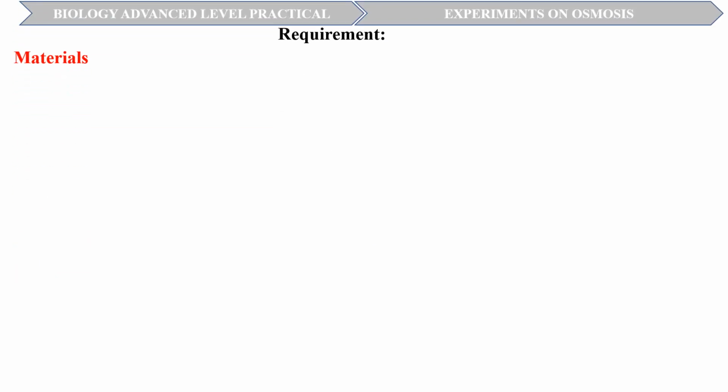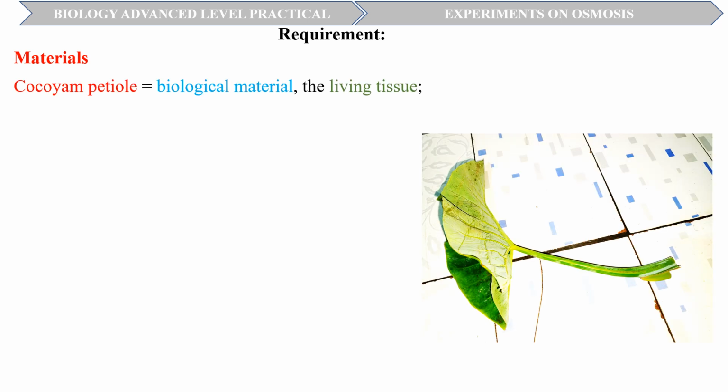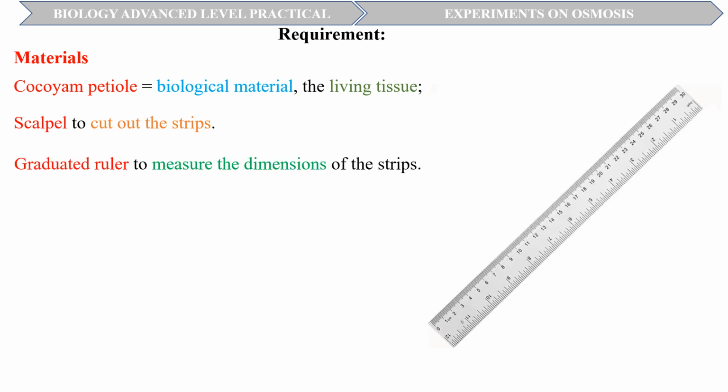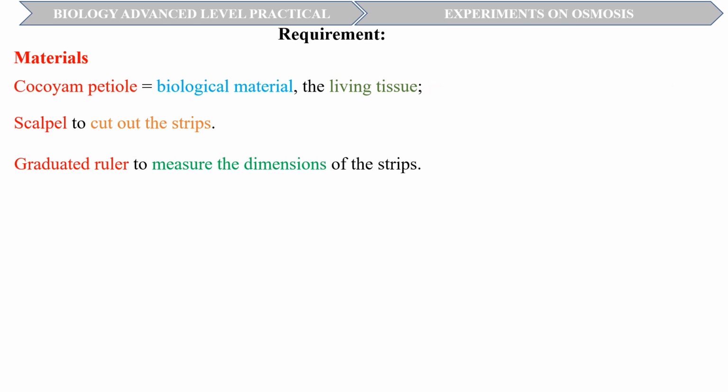We are going to use a set of materials and solutions, including a cocoyam petiole or stalk, which is the biological material, the living tissue. As a tip, the petiole of local variety, Macabo cocoyam, gives clearer results. We need a scalpel to cut out strips from the petiole. A razor blade can also be used. A millimeter graduated ruler is needed to measure the dimensions of the strips.